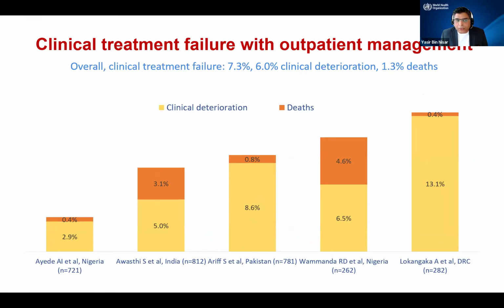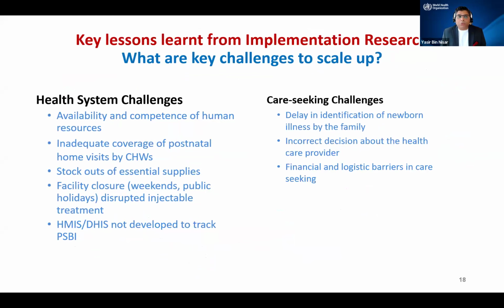And lastly, about the poor clinical outcome, we can see that the overall treatment failure when giving the outpatient treatment was 3%, but the mortality was still on a lower side, only 1.3% in some of the selected areas. So what key lessons did we learn from this implementation research? Number one, health system challenges. When we want to scale it up, we know that there are some challenges at the health system level and some challenges at the care seeking level also. So we need to resolve these challenges.